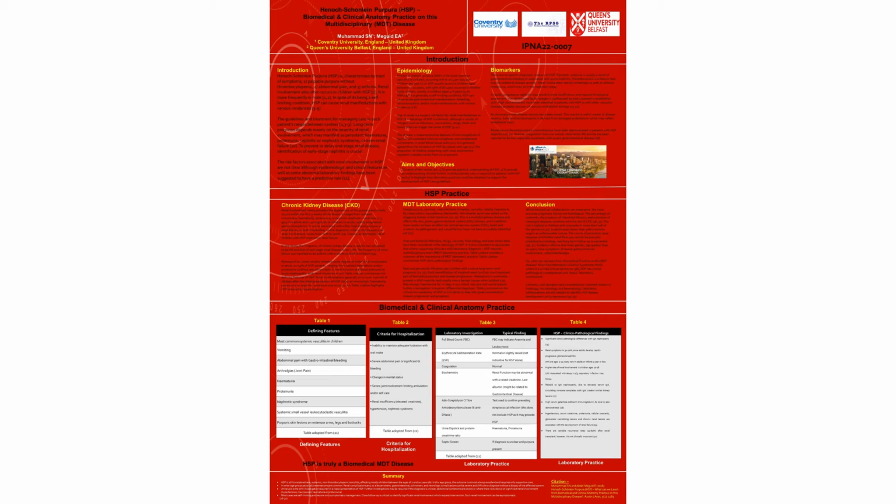Renal manifestations generally occur over a period of 28 days after initial presentation of Henoch-Schonlein Purpura, and gross or microscopic haematuria, proteinuria, or even nephritic syndrome may occur. Table 2 in this poster presentation highlights the criteria for hospitalization for these particular patients. Now I'm going to talk a little bit about the multidisciplinary team laboratory practice aspect around this particular disease.